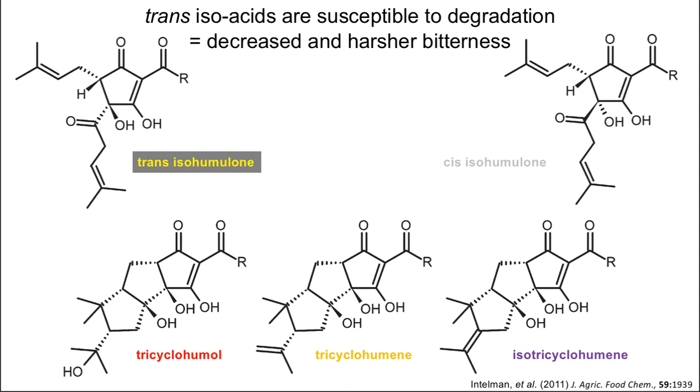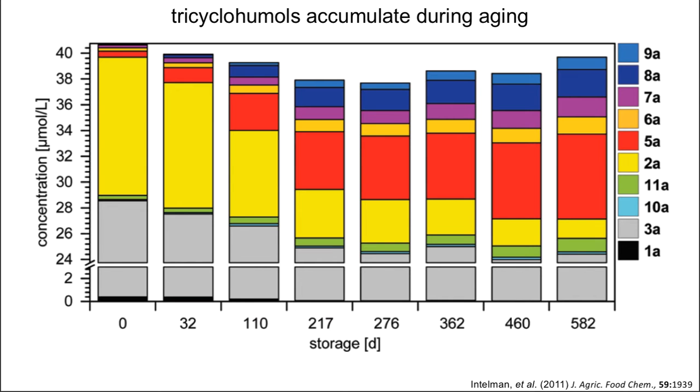Anyway, it's the trans form of isoacids that are most susceptible to further cyclization and which support the formation of a few different compounds. The details of their structures are not so important to us, but showing them to you with this color code makes it easier to understand the figure on the following page. Tricyclohumol in red, tricyclohumine in yellow, isotricyclohumine in purple, with the trans and cis forms of isohumulone in yellow and gray. This chart is from a wonderful and comprehensive analysis of hop degradation and shows the concentration of isoacids and their tricyclodegradation products as a function of storage time.